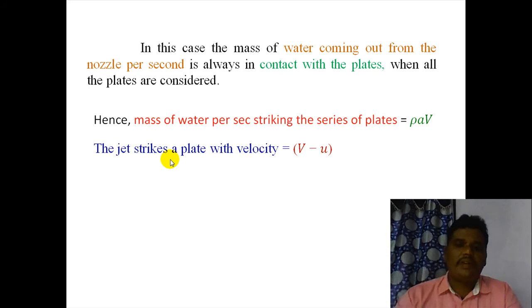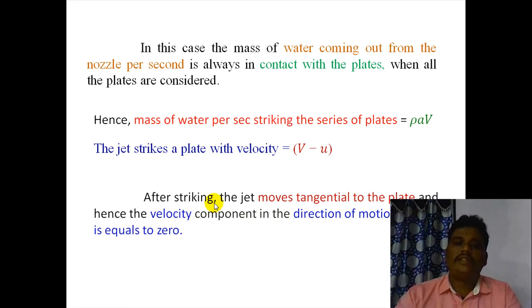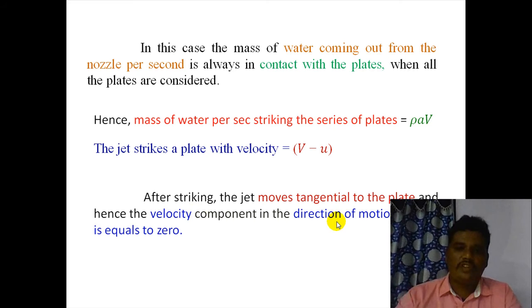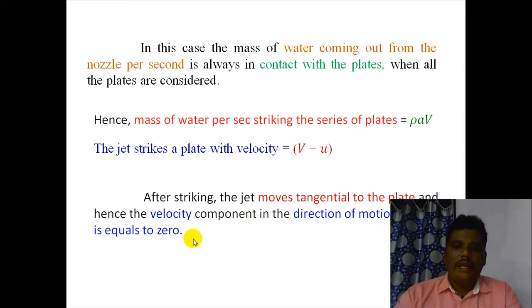Now the jet strikes the plate with the velocity of V minus U. Final velocity is V minus U. After striking, the jet moves tangential to the plate, and hence the velocity component in the direction of motion of the plate is equal to 0.